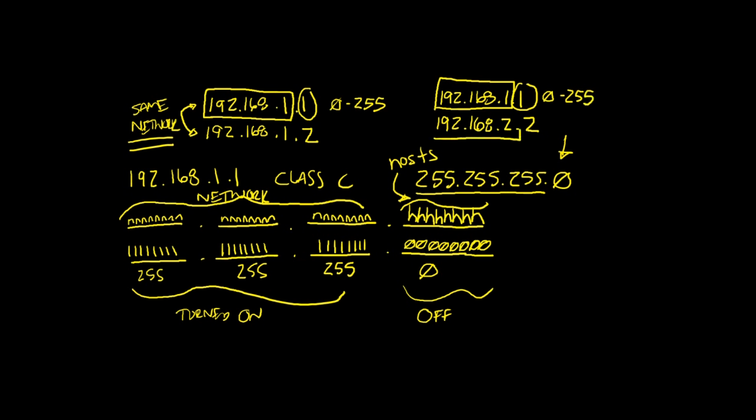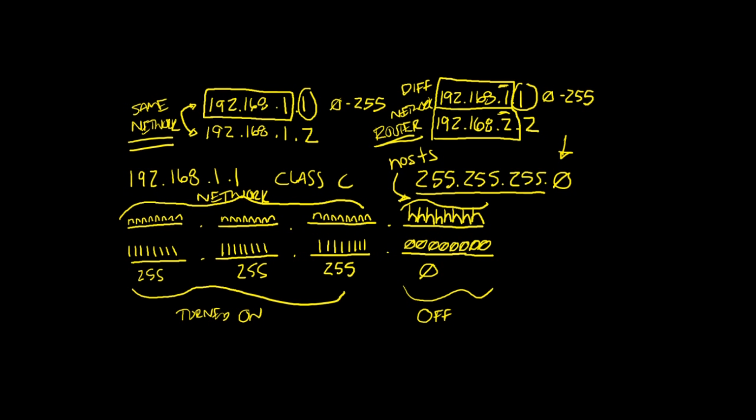Because this is not the same, these are different networks. They cannot communicate with one another without the use of a router. So these 2 networks are essentially separated because of their subnet mask. They do not belong to the same subnet. Because all of these were turned on and belong to the network, this .1 here and this .2 here are 2 totally independent networks.